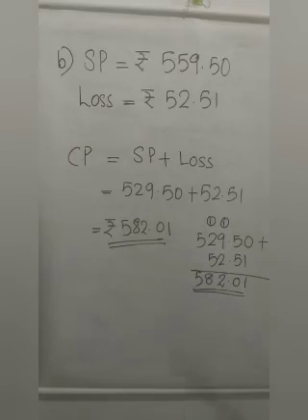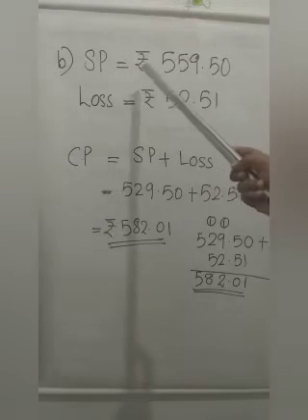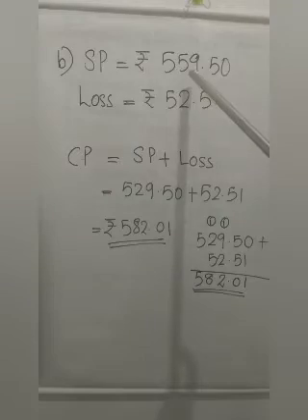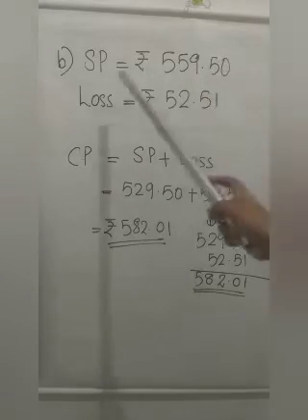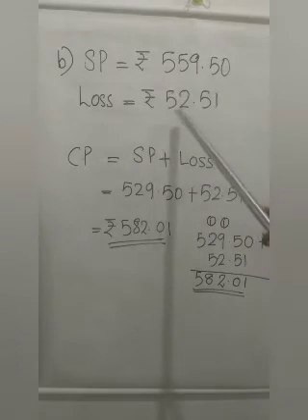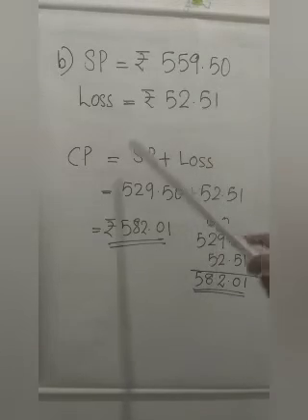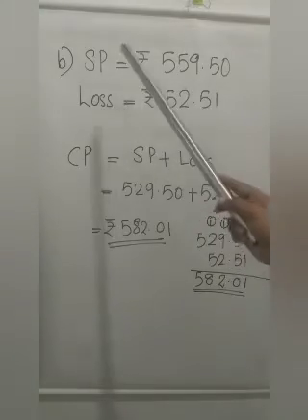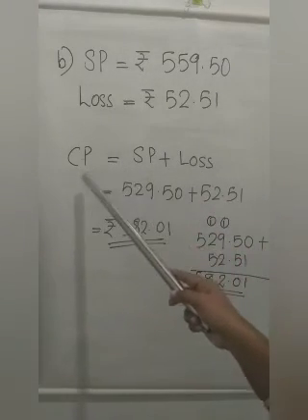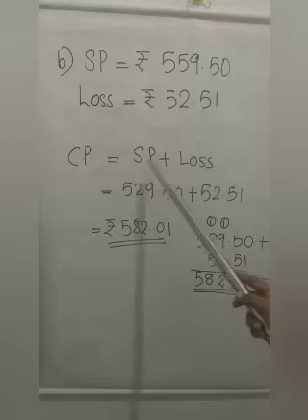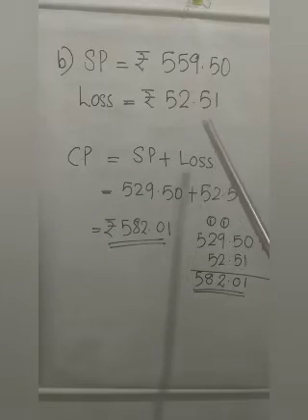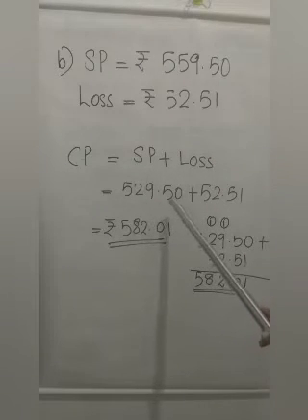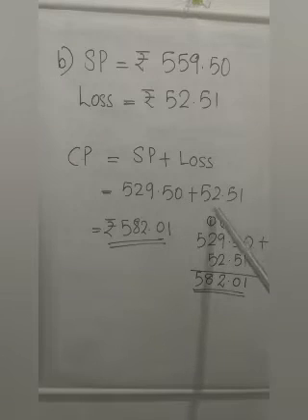Next example, given selling price is equal to rupees 529.50 and loss rupees 52.51. We have to find the cost price. If selling price and loss is given, how do we find the cost price? Cost price is equal to selling price plus loss. So adding 529.50 plus 52.51. First adding the decimal part.